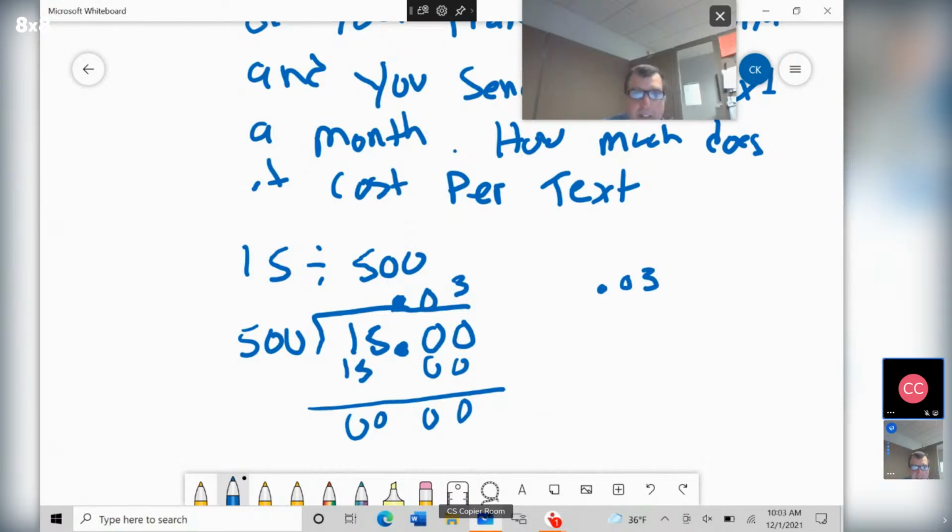So it's always important to remember, you guys, when the number inside the division thing is smaller than the number on the outside, we're going to have to add some zeros. Okay, this time I added 2. Maybe sometimes you have to add 3. Start with 2 and see how it goes.